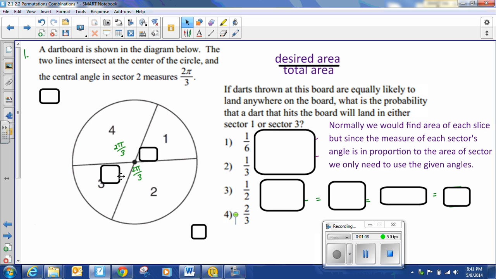So we know that because half a circle is pi radians, if this is 2 pi over 3 radians, this is 1 pi over 3, or pi over 3. And vertical angles, this is the same thing, pi over 3.